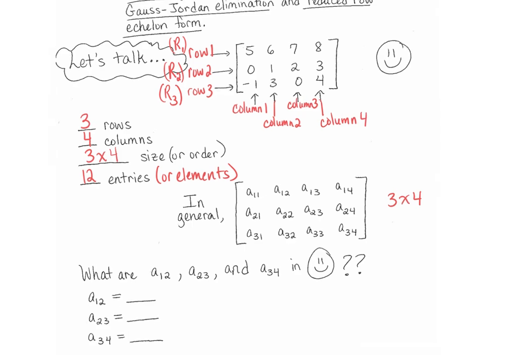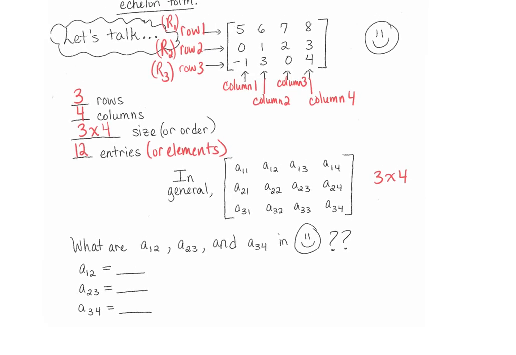Okay. So I'm going to call this smiley face here because I don't want to write it over again. In smiley face, I want you to identify A12, A23, and A34. I'll give you 1 minute to fill this out. Check in with your neighbors whenever you have it to confirm.